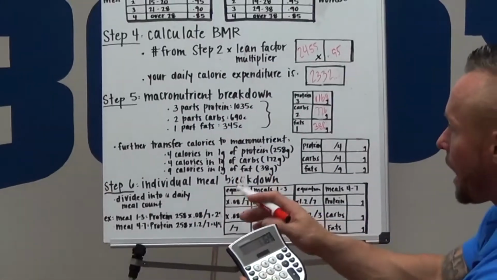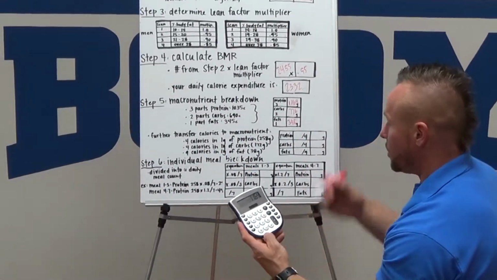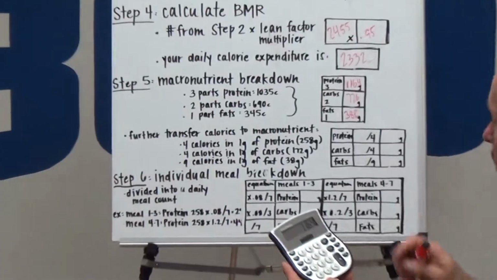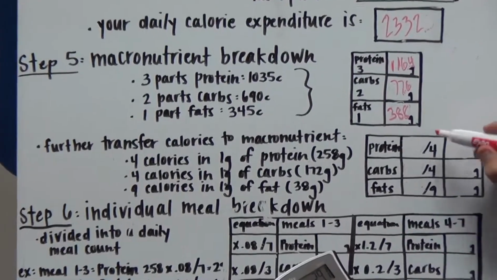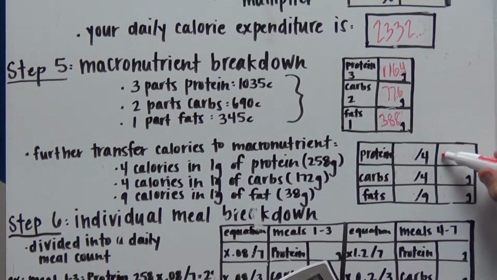Now we further transfer calories into a macronutrient. There are 4 calories in 1 gram of protein. So I'm going to take my 1164 and divide that by 4. It's going to give me 291.